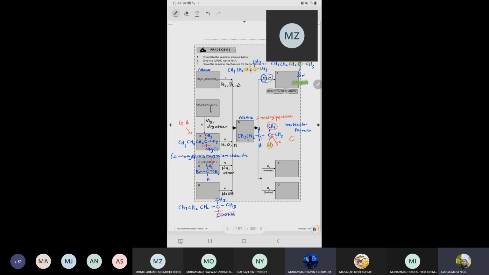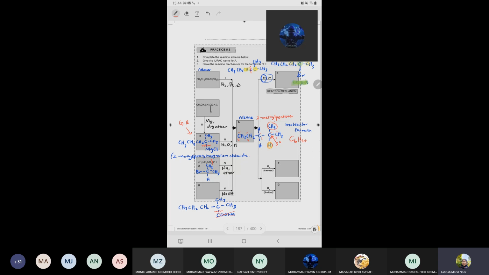Ada minit? Sini 2 ada minit. Ada metil kat situ ada tu. Ada berapa carbon? Oh, 1, 2, 3, 4, 5, 6. C6 lah. Okay. Hidrogen ada berapa? 14. Okay. So use this to write the balance equation.